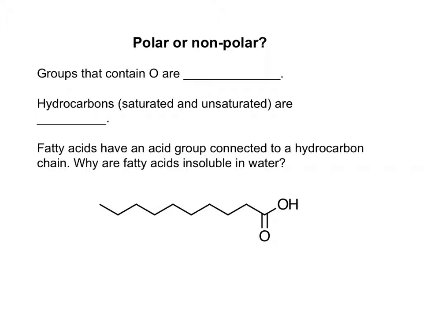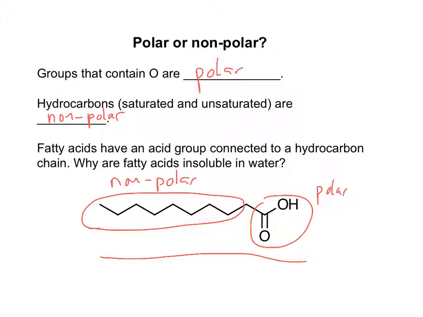Organic compounds are classified by functional groups, so stop the video and answer these questions. Functional groups that contain oxygen are blank. Hydrocarbons, whether they're saturated or unsaturated, are blank. And then fatty acids, an example is this structure here, are insoluble in water. Why? So here are the answers. The main part of a fatty acid molecule is nonpolar. That's why fatty acids are insoluble in water.